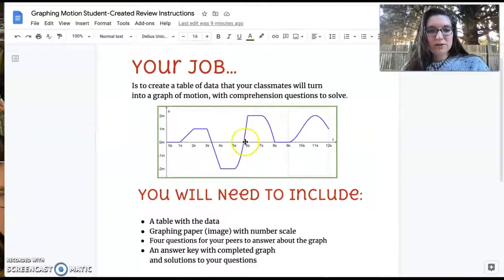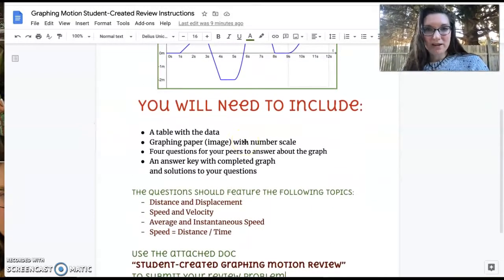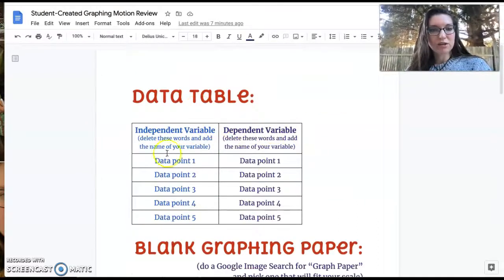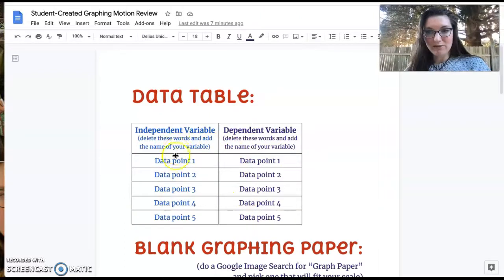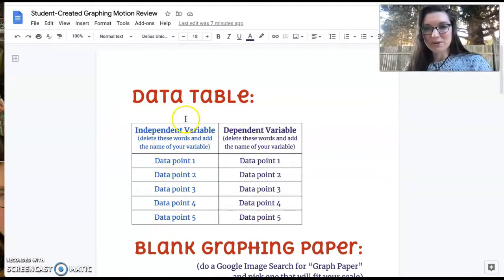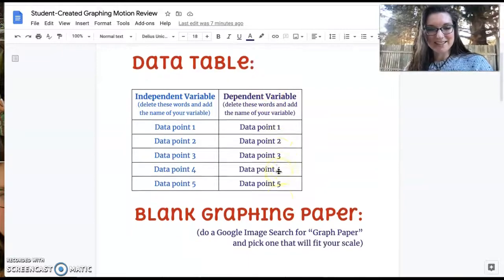So you are going to need to include a table with the data. I'm going to show you what your version of the assignment looks like. You're going to use this table of data. So you're going to have 5 data points for each variable. Remember that one of these goes on the x and one of these goes on the y axis.